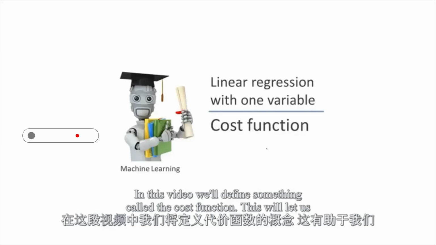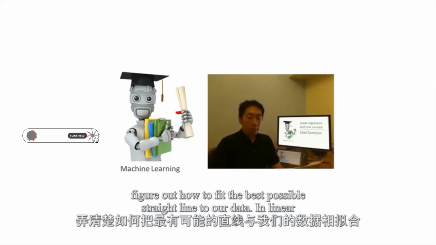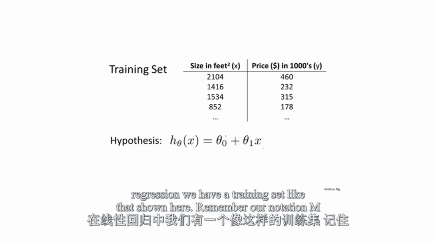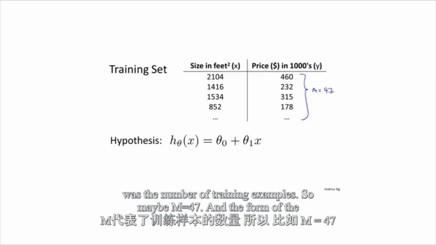In this video, we'll define something called the cost function. This will let us figure out how to fit the best possible straight line to our data. In linear regression, we have a training set like that shown here. Remember our notation, m was the number of training examples, so maybe m equals 47.